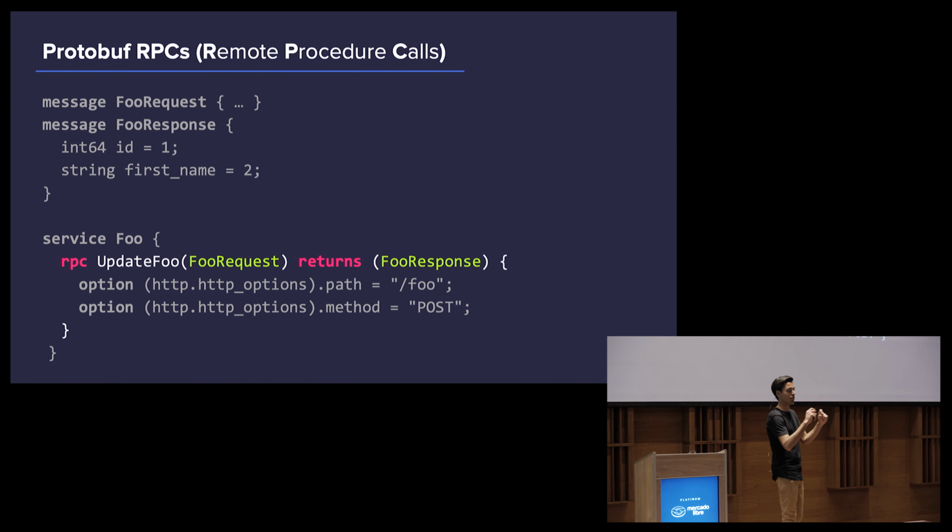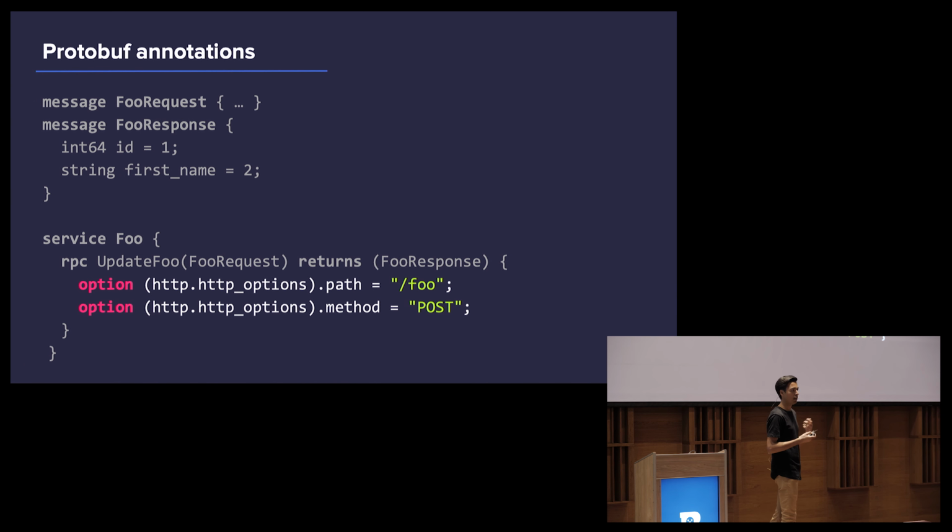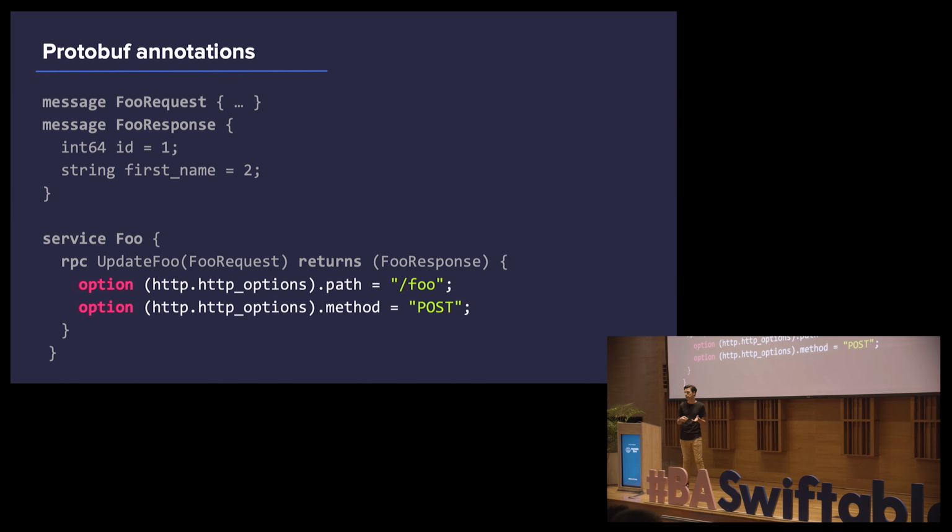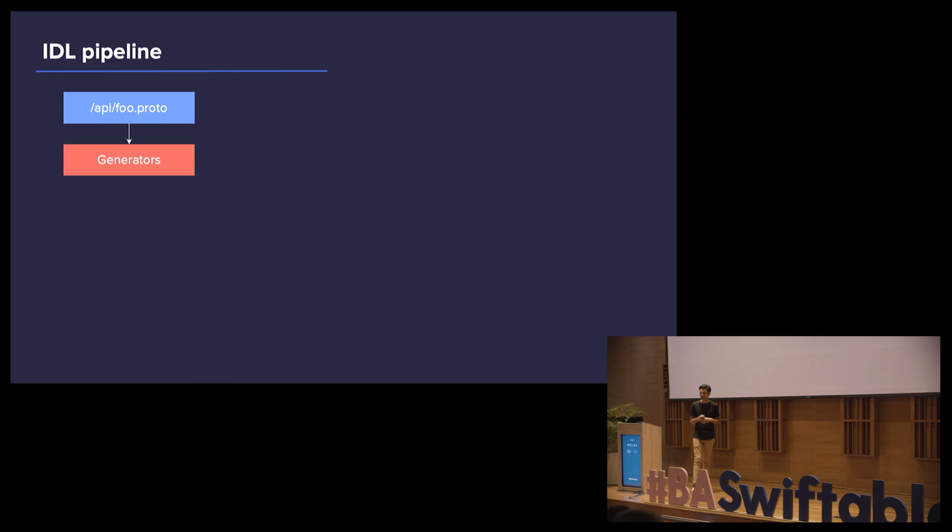And this is a very strict contract between a client and a server that they will always send data structured as a foo request, and they will always get that data back in the foo response. And the last piece, we actually added some custom annotations so that we could define things like the path or the HTTP method or things like that.